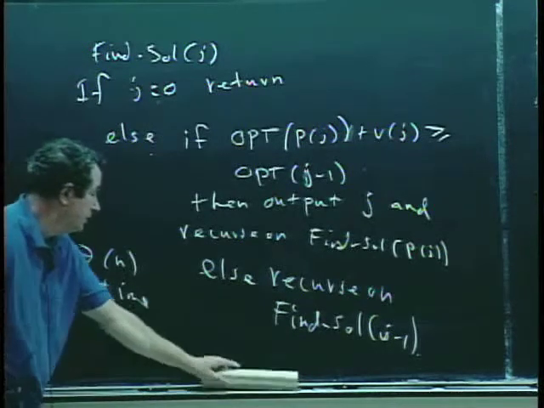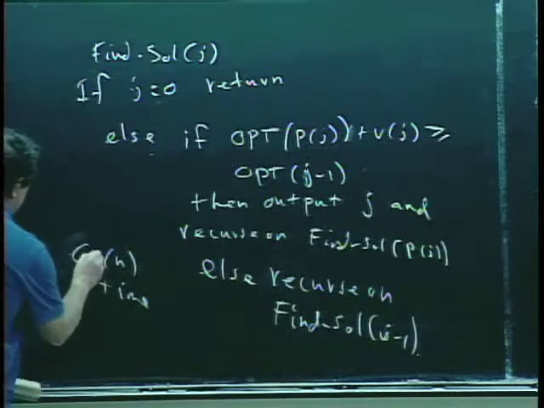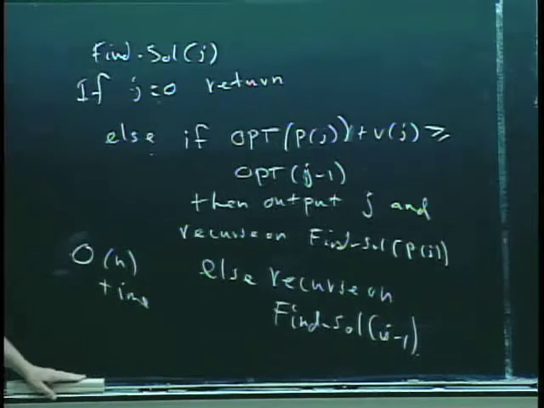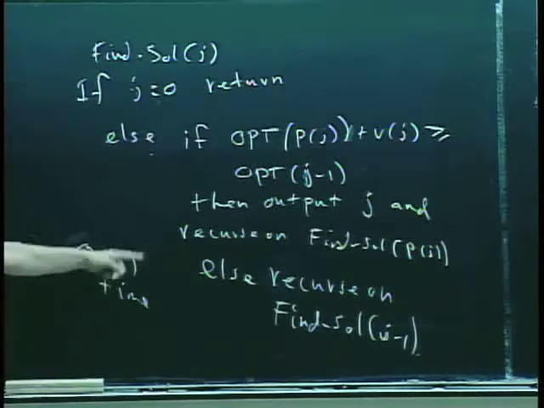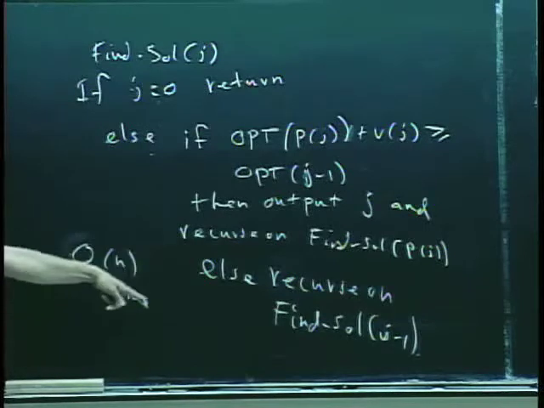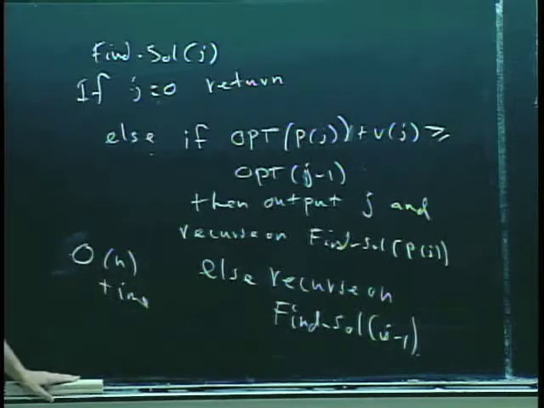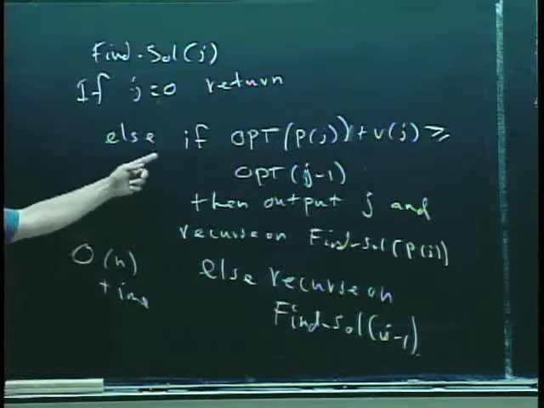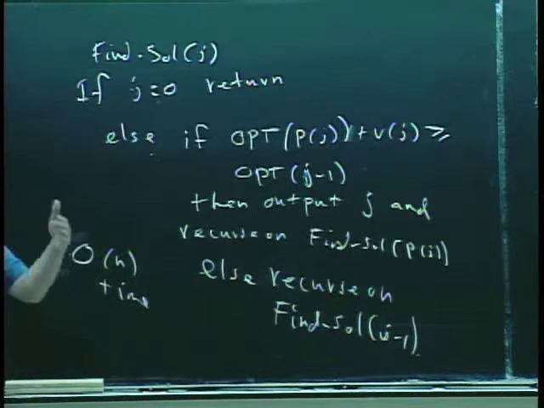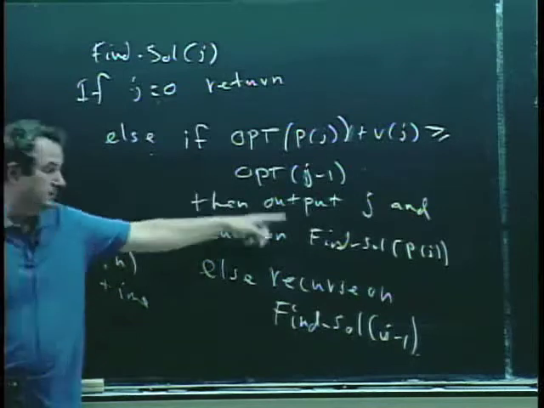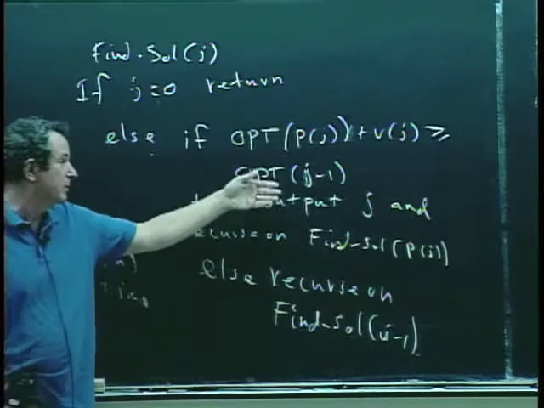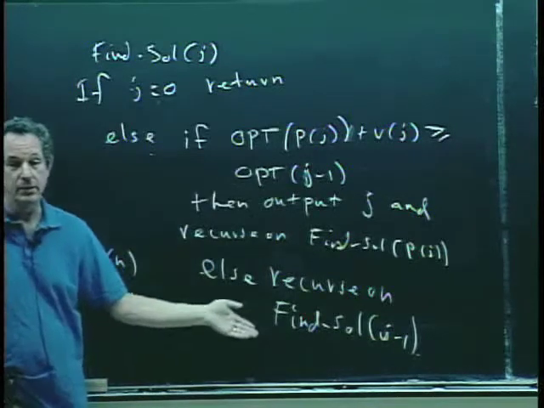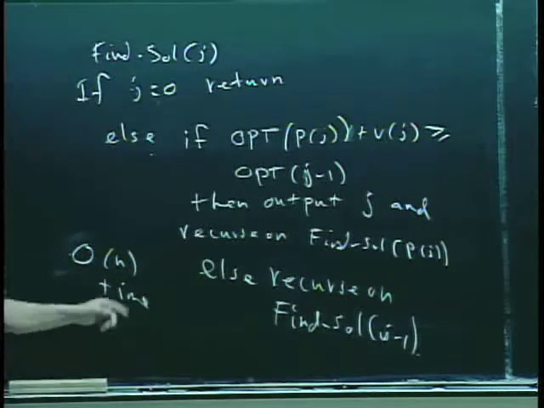Actually, all we've established is it takes big O of n time. If I wanted to show that this took theta n time, what would I have to do in addition? See, this takes big O of n because I just argued that at most it's going to make n recursive calls, and the amount of work you do at each recursive call is constant. So it's bounded by big O of n.